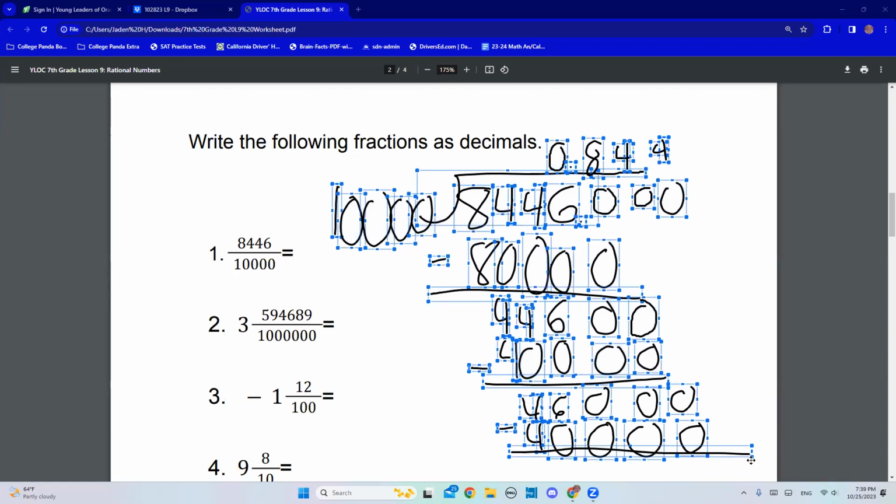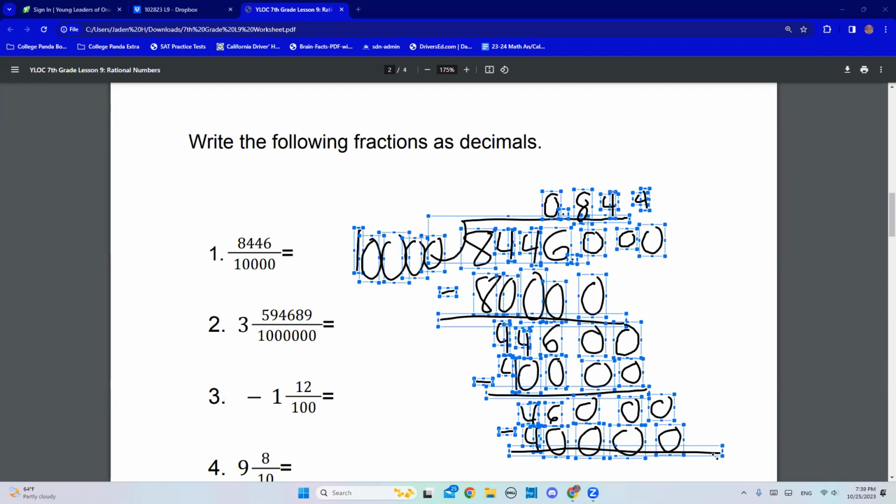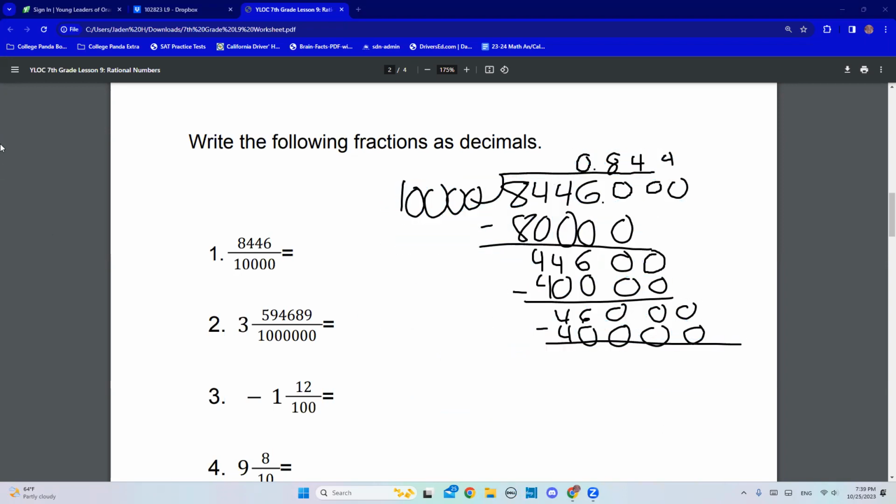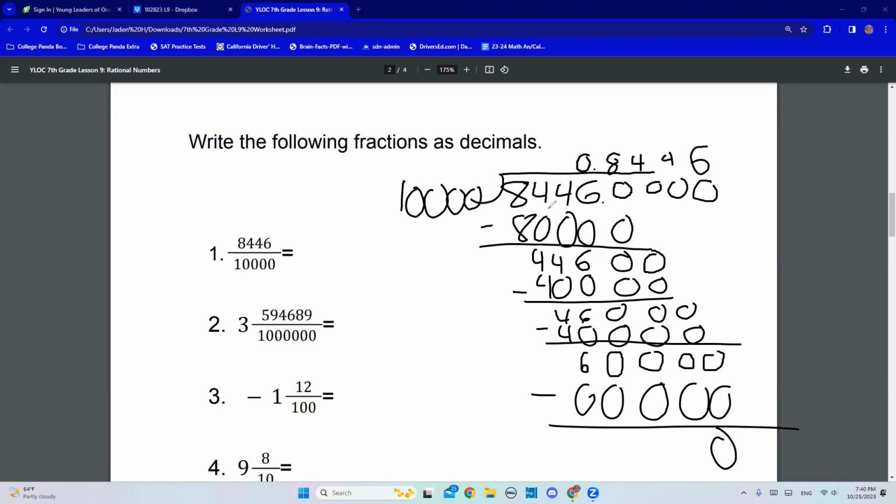And the reason we can keep adding these zeros is because it's a whole number. Every whole number has 0.0000 afterwards. It's just a complete whole. So we can keep on adding these zeros until we find a decimal that works. So 60,000. How many times does 10,000 go into 60,000? Well, it goes in 6 times. So it equals 0, and we're left with 0.8446.